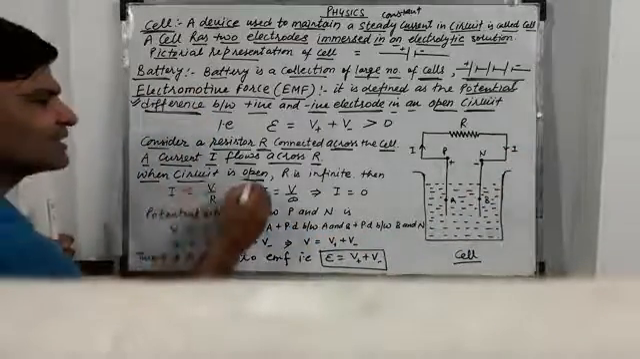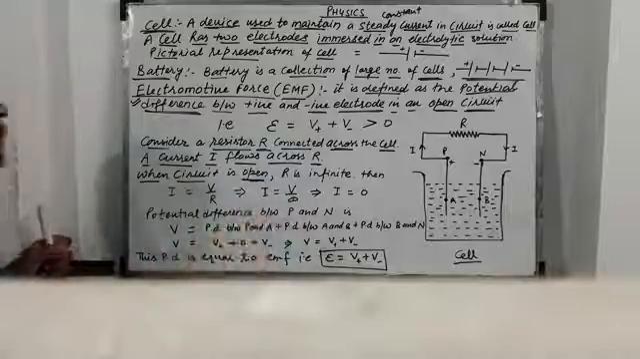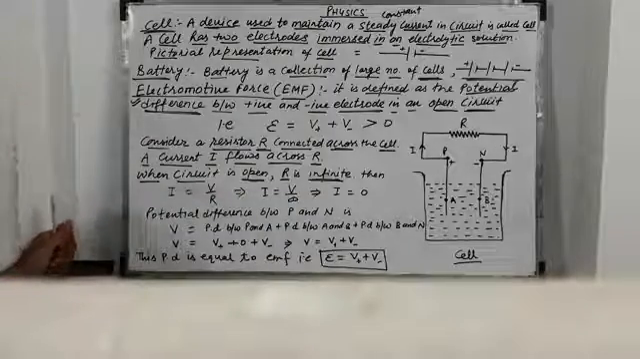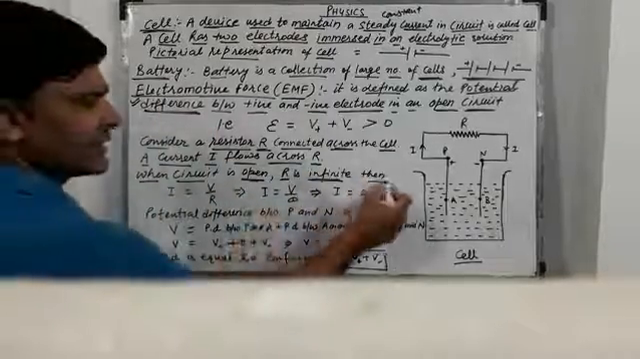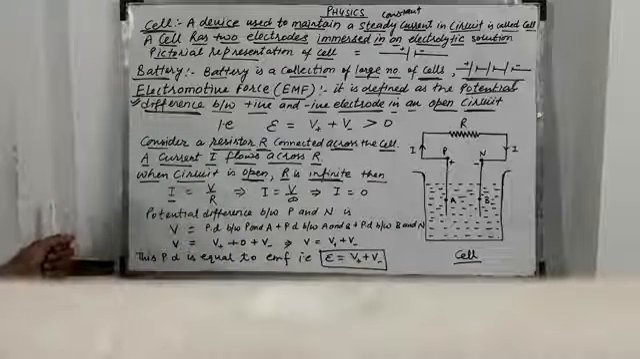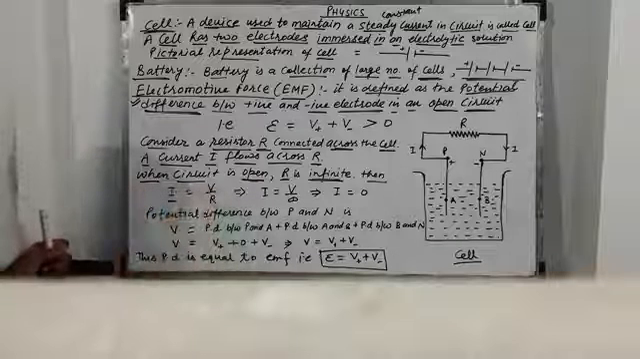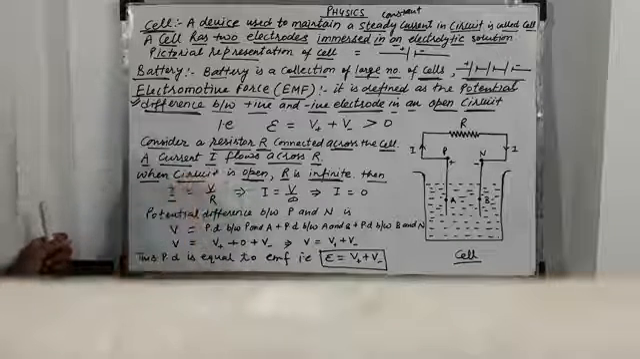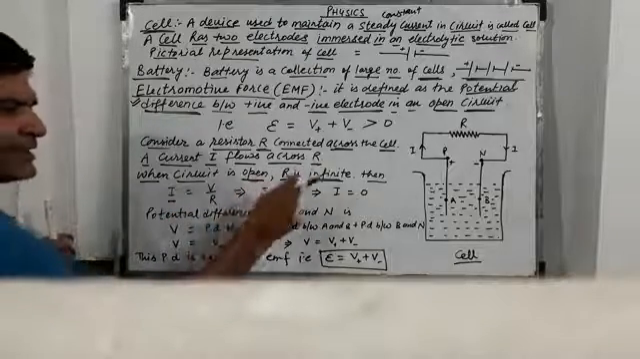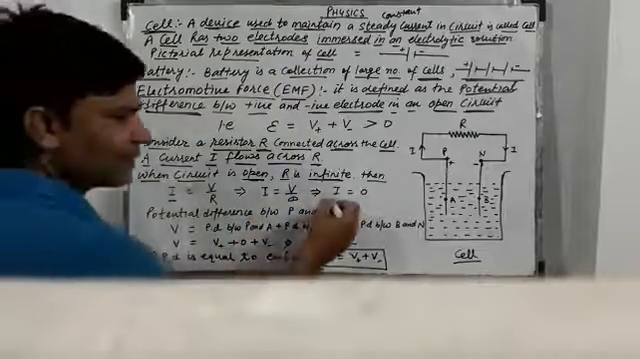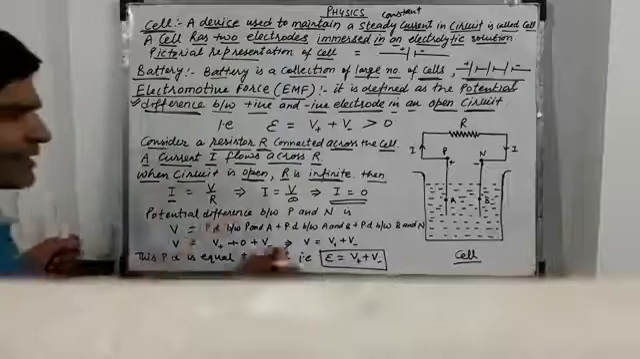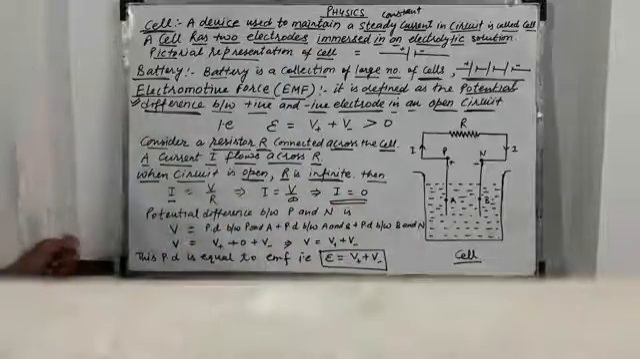When the circuit is open, R is infinite. An open circuit offers infinite resistance. According to Ohm's law, V is equal to IR, then I is equal to V upon R. So I is equal to V upon infinity because R is infinite. Then we get current I is equal to 0, which means in an open circuit no current is flowing.